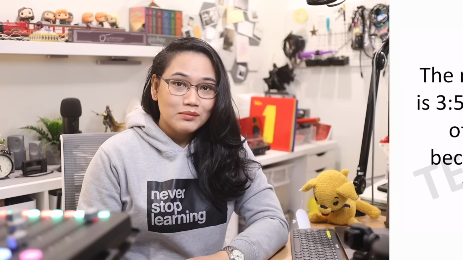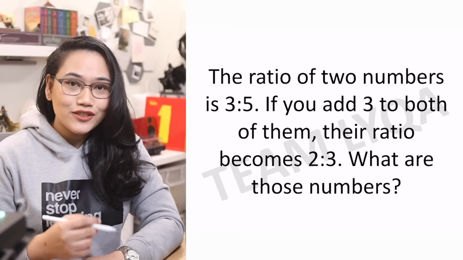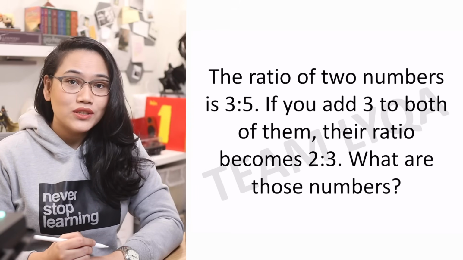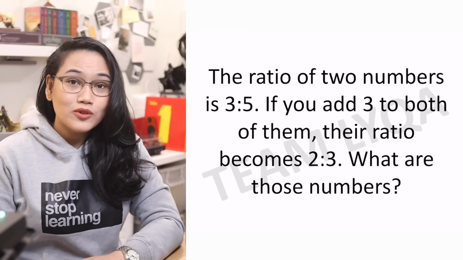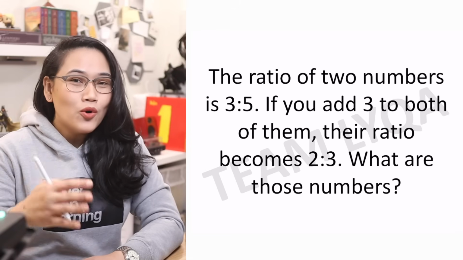But today, we're going to start with question number 1. Basahin muna natin yung question. Sabi, the ratio of two numbers is 3:5. If you add 3 to both of them, their ratio becomes 2:3. What are those numbers? Now, the first thing we're going to do is to solve this problem kung walang options.